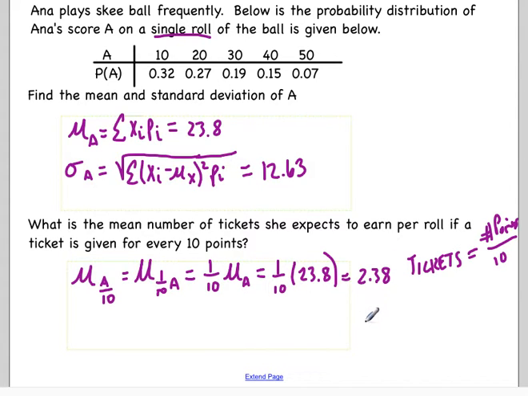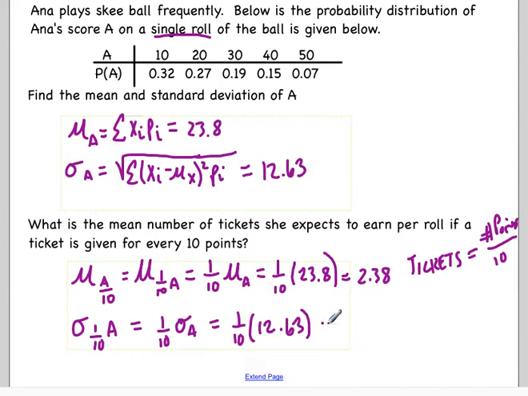Hopefully that makes sense. As far as the standard deviation goes, the rule for big idea number 3, when you're multiplying by a constant, you can just take that constant and multiply it by the original standard deviation. So we're going to take 1/10 and multiply it by the original standard deviation, which was 12.63. So we're going to get 1.263.